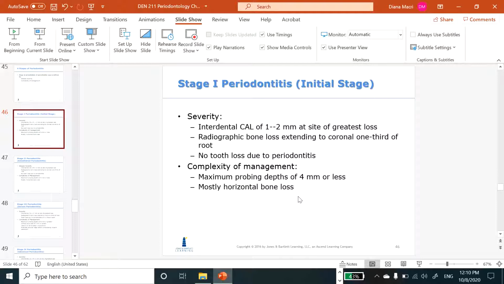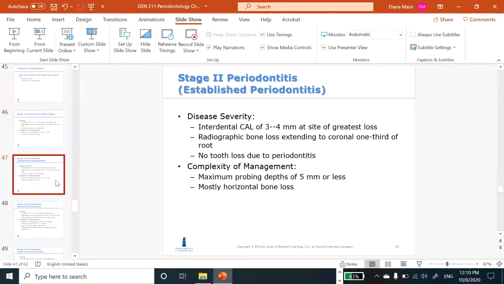If you don't like my cheat sheet and you want to just copy this down, this is a great guide as well. This is telling you my stage 1 patients essentially are going to have this. My stage 2 patients are essentially going to have this. What am I going to see? Well, I'm going to see interdental clinical attachment loss of 3 to 4 millimeters at the site of the greatest loss. Don't forget that. I still have bone loss extending. At this point, though, the bone loss is extending to the coronal 1/3 of the root. So this means that it's less than 33%. And I still have no tooth loss due to periodontitis. My probing depths are 5 millimeters or less, and again, I have mostly horizontal bone loss.